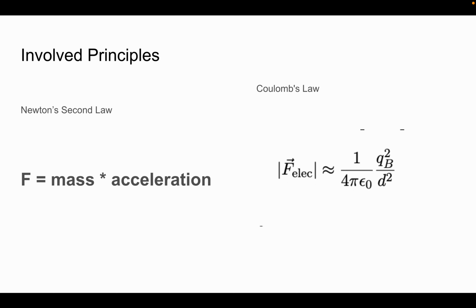Involved principles would be Newton's second law, force equals mass times acceleration. In the case of the experiment, we're using acceleration due to gravity, which is 9.8. And then Coulomb's law, the electric force, with the formula shown to the right: 1 over 4 pi epsilon naught times q1 q2 over distance squared, where d is the distance represented in the formula.